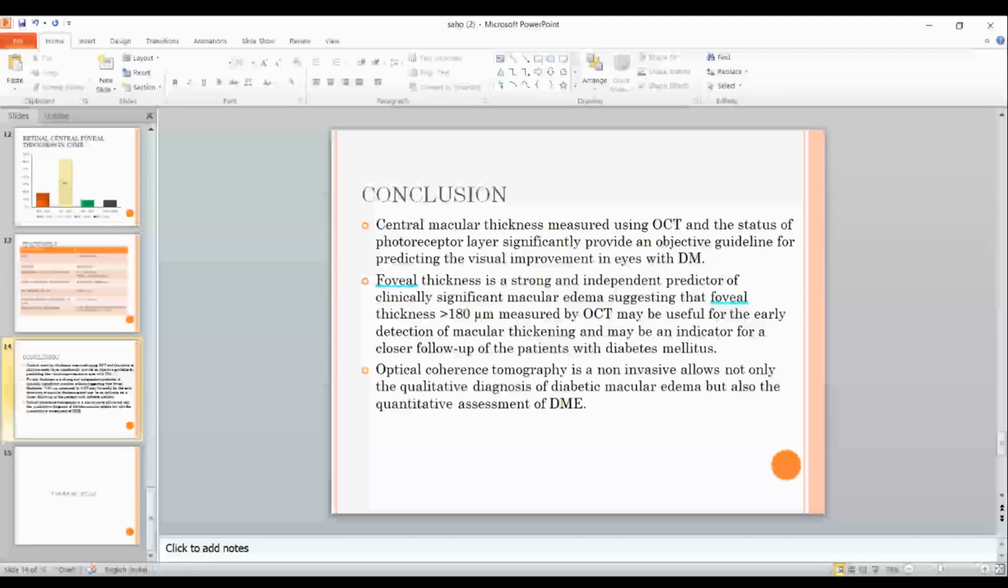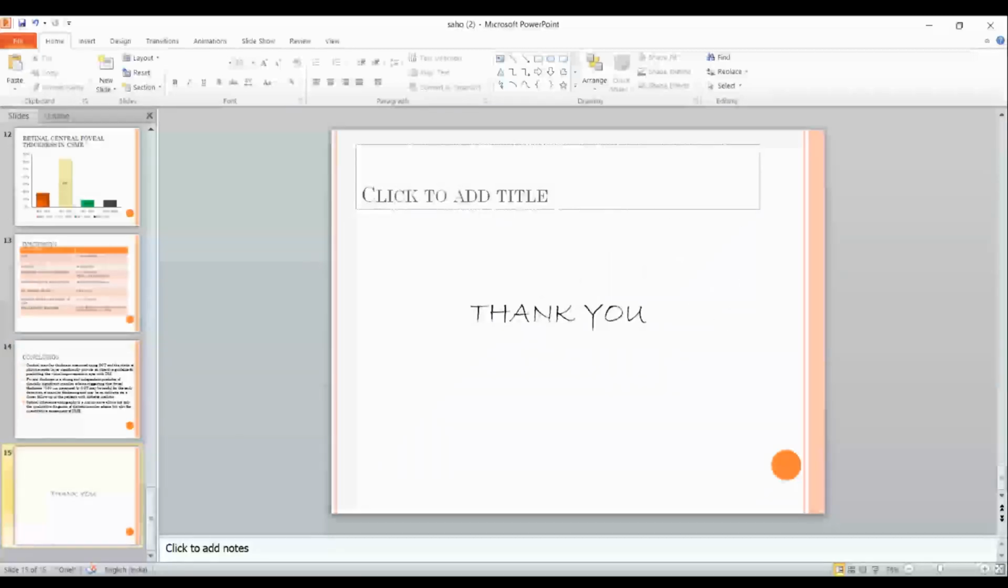A foveal thickness of more than 180 micrometers measured by OCT may be helpful for the early detection of macular thickening and may be an indicator for a closer follow-up of patients with diabetes mellitus. Optical coherence tomography is non-invasive and allows not only for the qualitative diagnosis of diabetic macular edema, but also for the quantitative assessment of diabetic macular edema. Thank you.